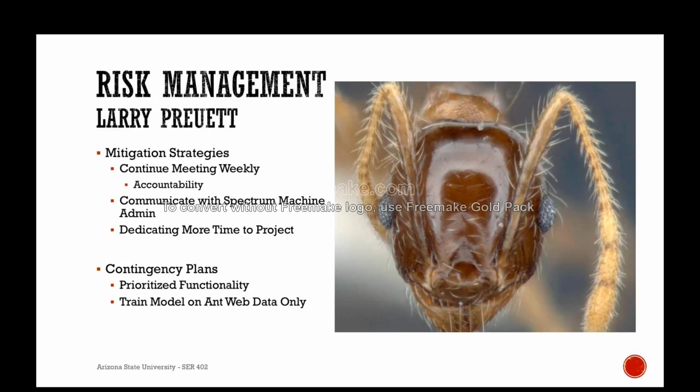Mitigating strategies include continue holding our weekly meetings. This advocates accountability. Also, we're continuing to communicate with the Spectrum machine administrator, stressing our need for GPU utilization during the last month and a half of this project. Lastly, we are dedicating more time to the project.